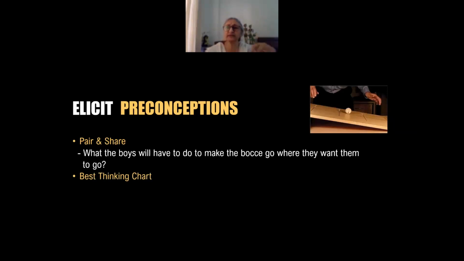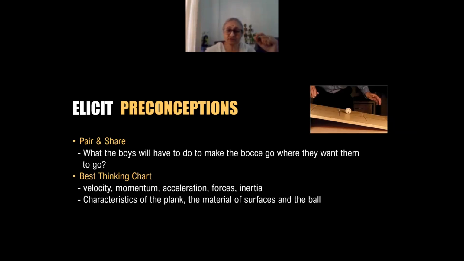and they can write down their ideas, and the best thinking chart or the best ideas can be written on the board also. So they write first the concepts that they are going to use or they are going to explore to find the final solution, and these are the concepts of velocity, momentum, acceleration, forces, inertia. Then they also write down what all they must explore. So the characteristics of the plank, the material of the surfaces, and the ball. So these they are going to study.